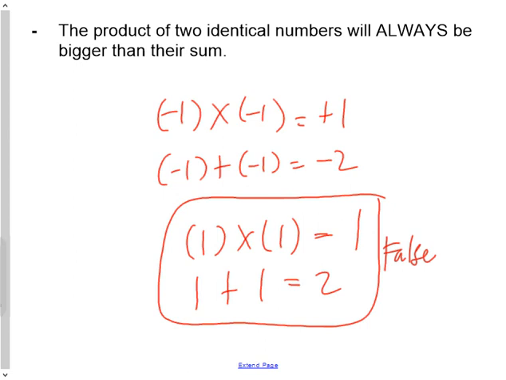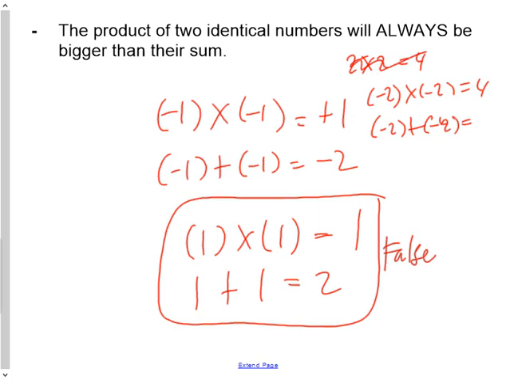Okay, if you also gave the example 2 times 2 equals 4, and then -2 times -2 equals +4, and then a -2 plus a -2 equals a -4, that one is true. But then if you went the other way and said 2 times 2 is equal to 4, and 2 plus 2 is equal to 4, and 4 is not bigger than its sum, it's the same, then that will also garner you a correct answer.